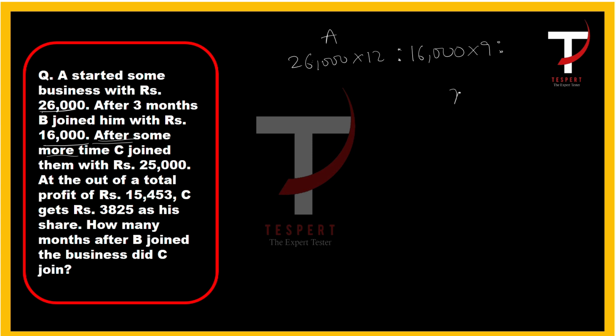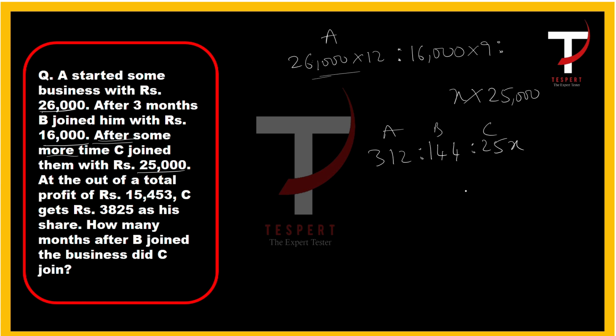And how much did he invest? He invested 25,000. So we must calculate the value of X here. First take out the ratio. So 26 into 12. If you calculate everything, you will get 312 is to 144 is to 25x, right? This is for A, this is for B, and this is for C. What is C's share?